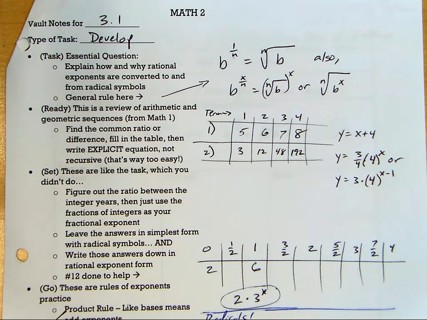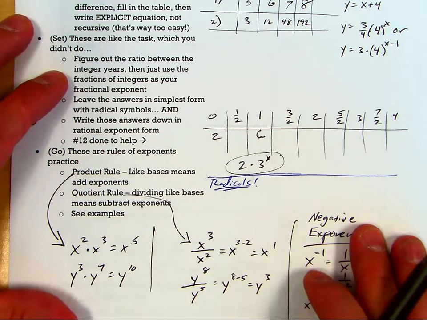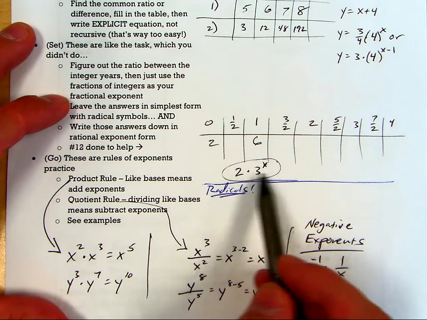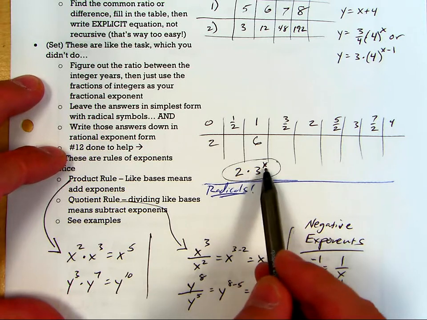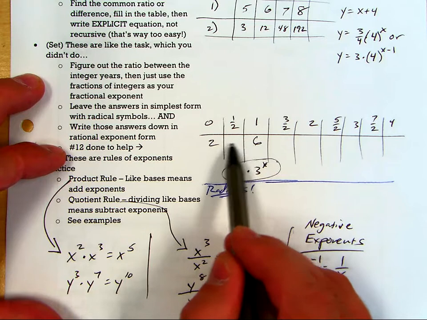And then on the Set, you have to figure out the ratio between the integer years. Read these notes right here. Okay? So the function looks like this. I'm going to do number 12 kind of right here. It's 2 times 3 to the x. So I have one step. What is the number going to be right here?